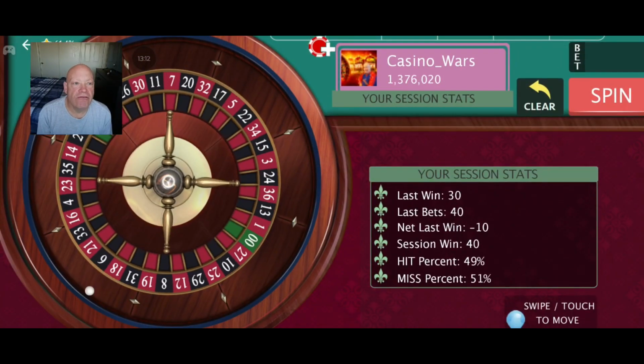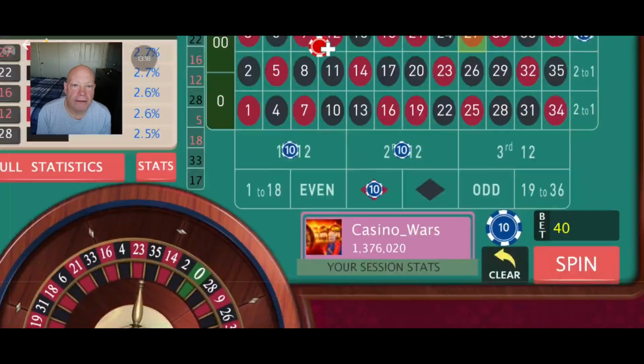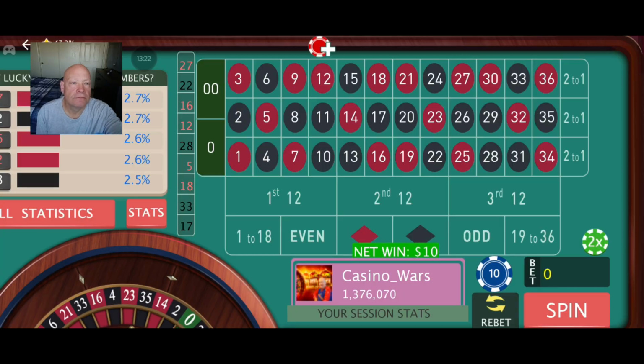Now, only on full losses do we increase. Okay, so let's rebet and spin. Okay, we got 27 red. Okay, that's a 10 unit win. And the reason why we only got 10 was because we got the red column, but we didn't get the dozen. So let's go ahead and rebet and spin.